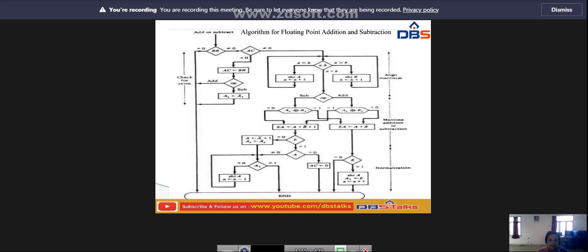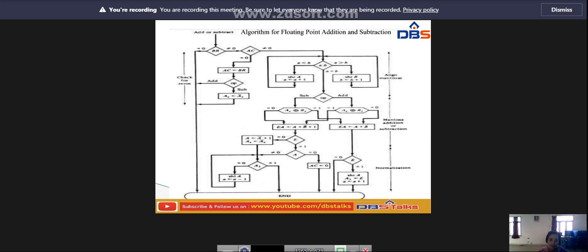If the condition is not equal to 0, these operations will be performed: A less than B, A greater than B. If A less than B, shift right A plus 1, shift right B plus 1. So the if condition is this one. Here again the addition or subtraction will be performed. Here exclusive OR operations will be taken. If equal to 0, here also equal to 0. Minus 1, minus 1. These are the conditions we are following. So this is the floating point addition and subtraction.